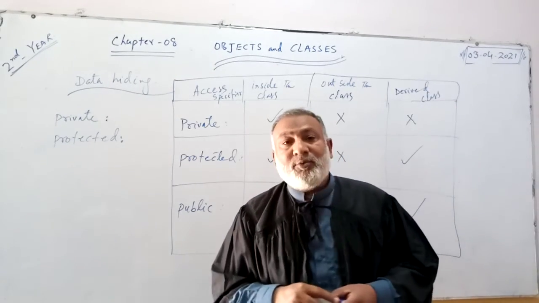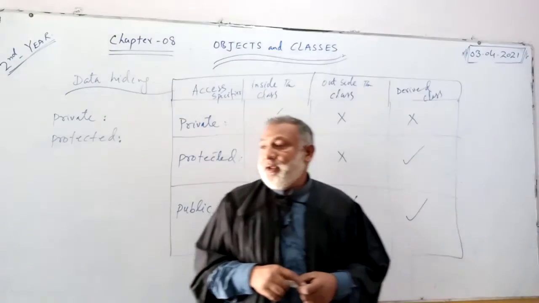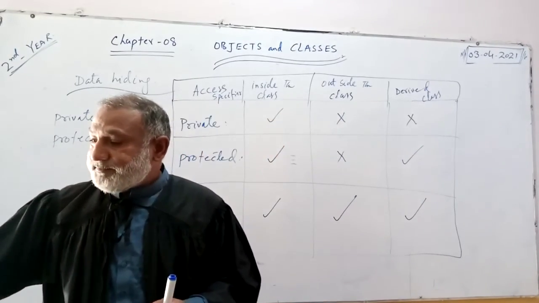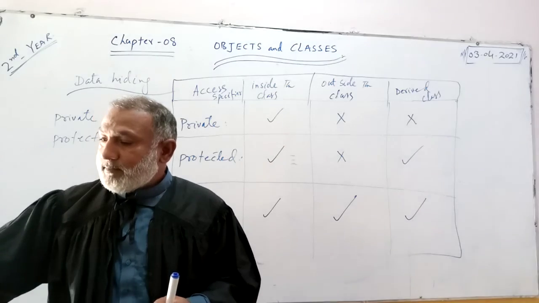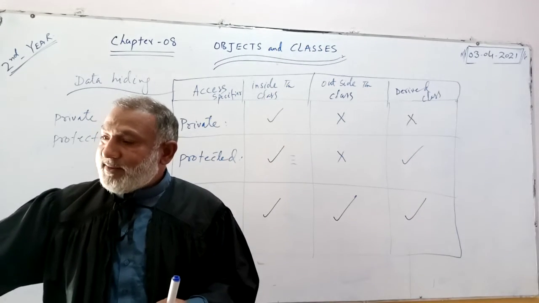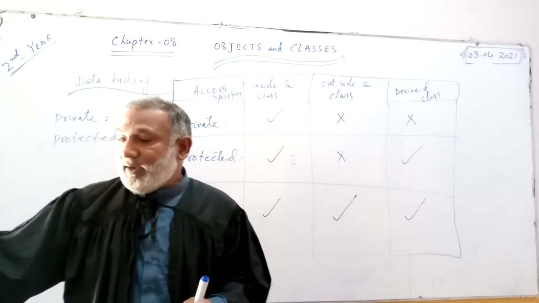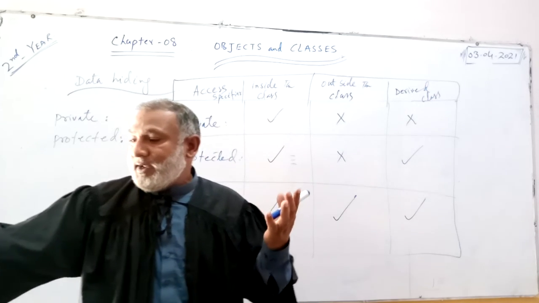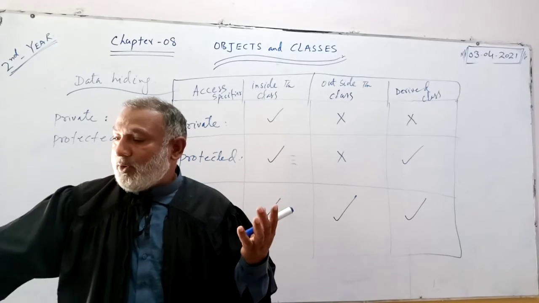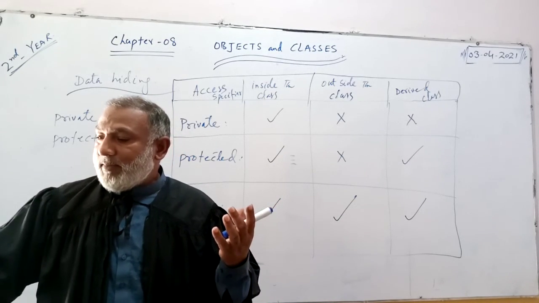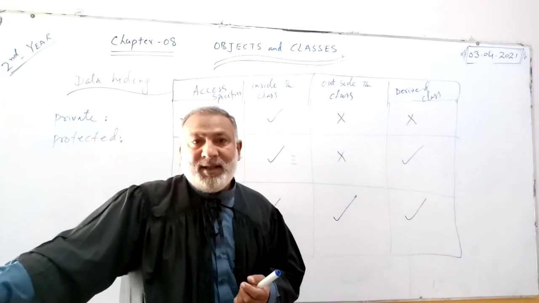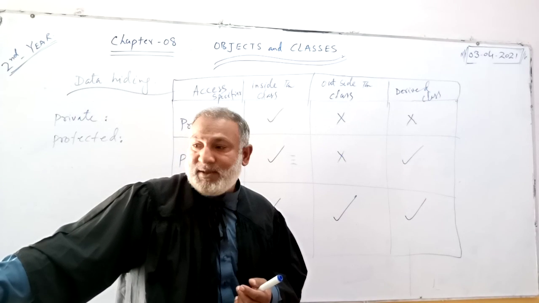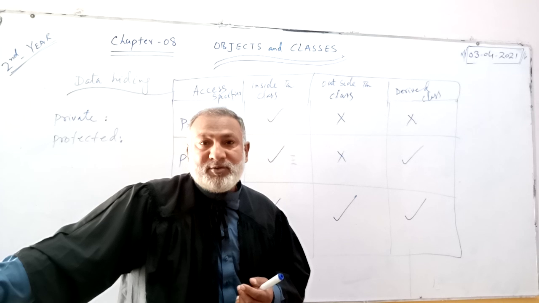So that is what we have studied for today, and we have studied main topics. First one was the access specifiers, we discussed three access specifiers: public, protected, private. Then the next topic was data hiding, and we have created different programs for different access specifiers as well.